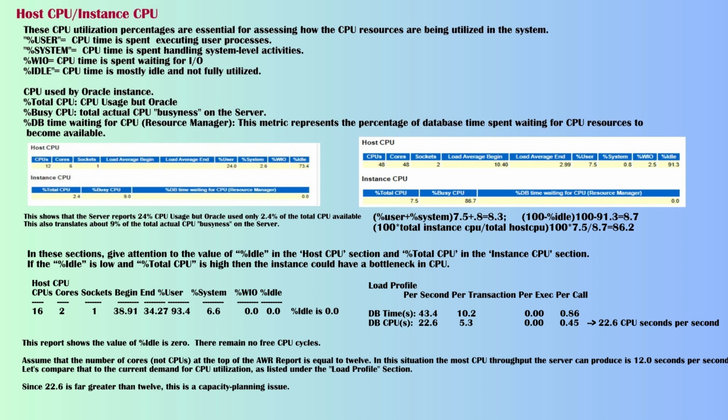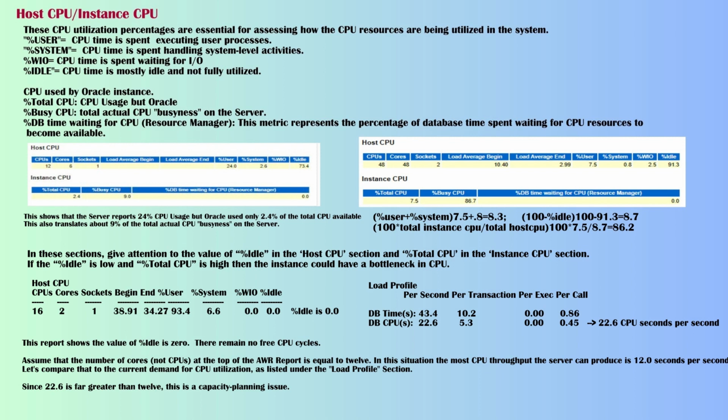The first report shows that the server reports 24% CPU usage, but Oracle used only 2.4% of the total CPU available. This also translates to about 9% of the total actual CPU busyness on the server.